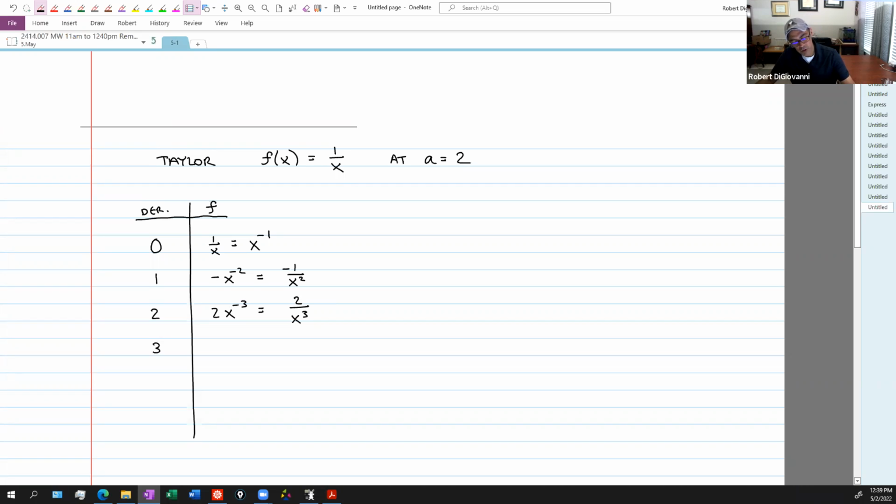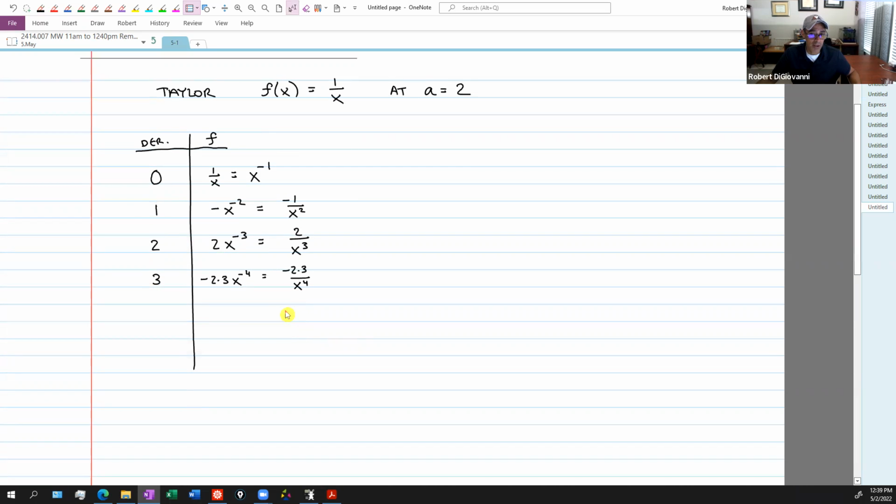Third derivative should be -6, right? x⁻⁴. I'm not going to write -6. Watch. -2 × 3 × x⁻⁴. This is -2 × 3/x⁴. I didn't do -6 because I think I'm going to start seeing a pattern here. Do you see how the next time down, we're going to get a 4 down there with the 2 and the 3? It's going to start looking really factorial-ish, if that's a word.